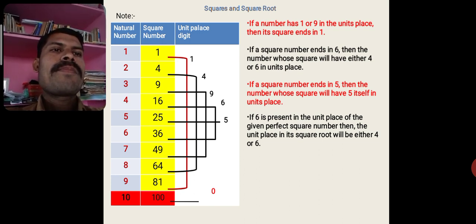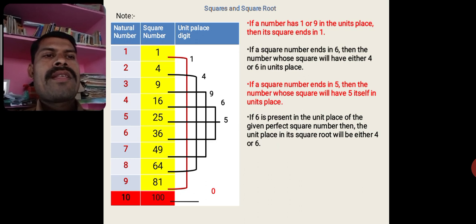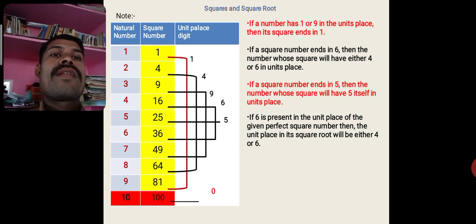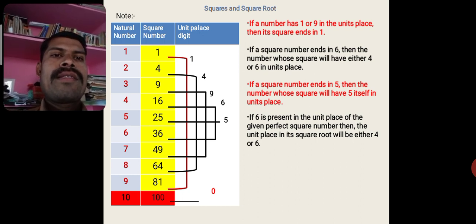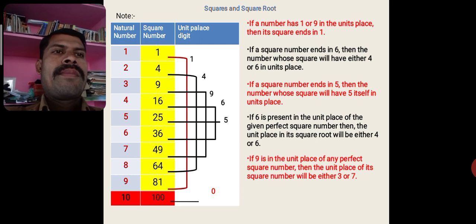If 6 is present in the unit place of the given perfect square number, then the unit place of its square root will be either 4 or 6. That is, you see, 6 6s are 36, 4 4s are 16. Okay, that is the one. It is same as the second point.